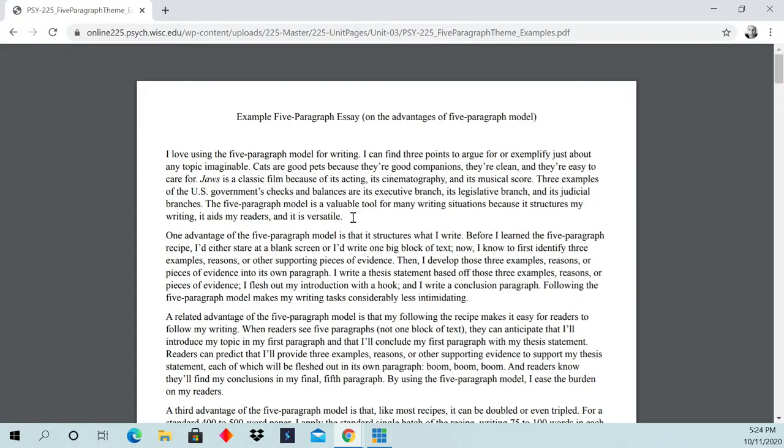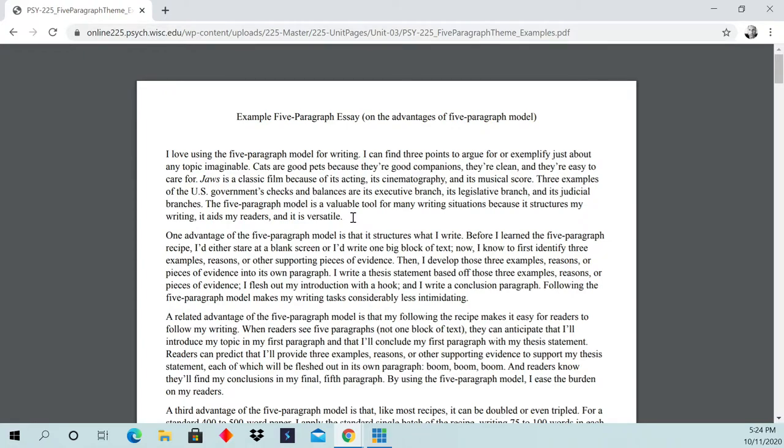Notice that it has a topic, the 5-paragraph model. It has an assertion that it is a valuable tool for many writing situations, and this is what I want to teach you from now on, it includes my 3 main points. And those come after the because statement. Because, and here are my 3 main points, it structures writing, 1, it aids my readers, 2, and it is versatile, 3.